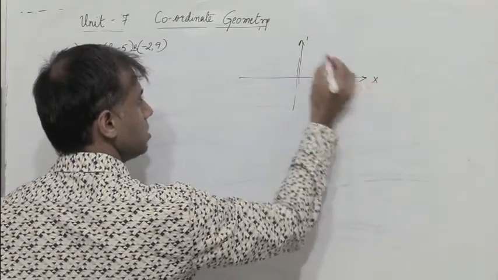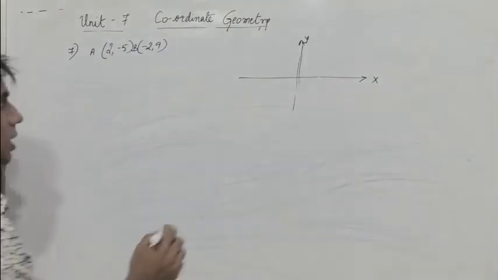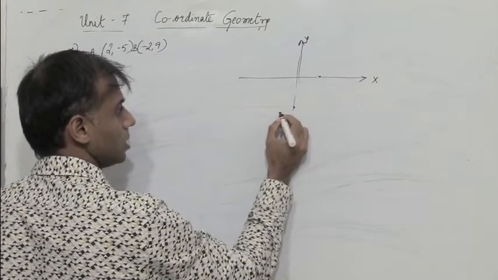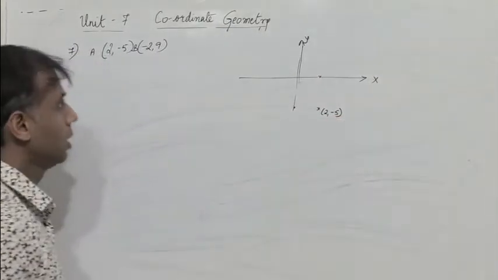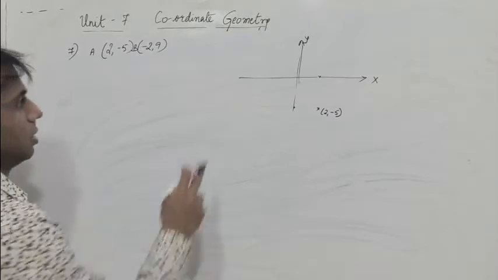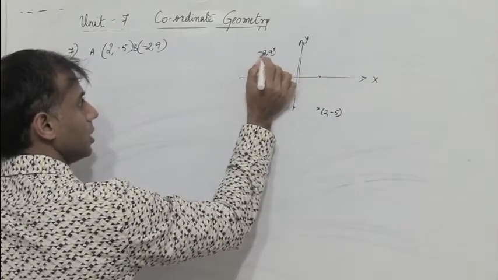So this is the x-axis and this is the y-axis. First I have (2, -5), so I have a point (2, -5) here. And then (-2, 9): minus 2 on x, and 9 on y. So (-2, 9).